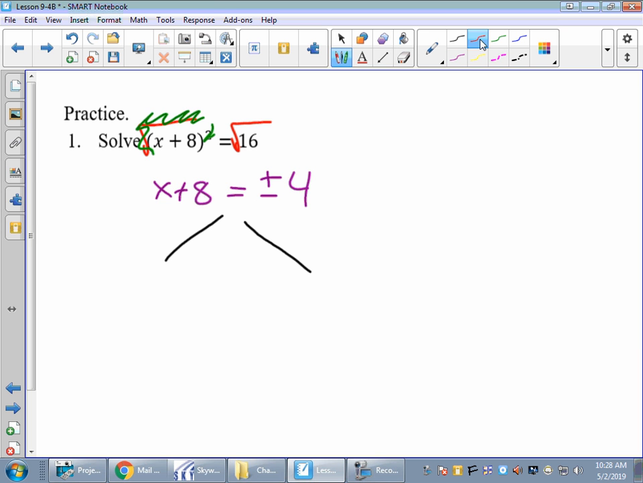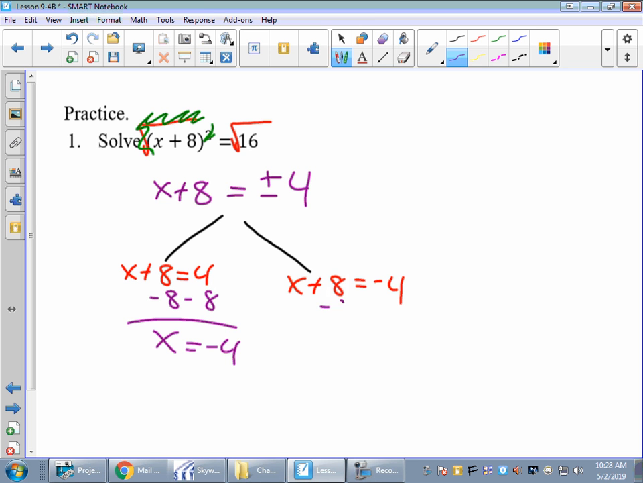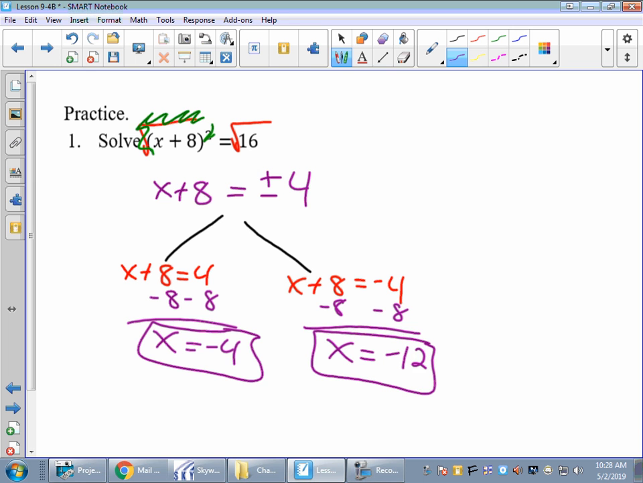So now I'm going to split that into two problems. I'm going to have x plus 8 equals positive 4. I'm going to have x plus 8 equals negative 4. And then when I solve this, the old-fashioned way, I'm going to subtract 8 from each side. And x equals negative 4. Over here, I'm going to subtract 8 from each side. And x equals negative 12. So those would be my two answers. Square root property. And that was already set to go for us.